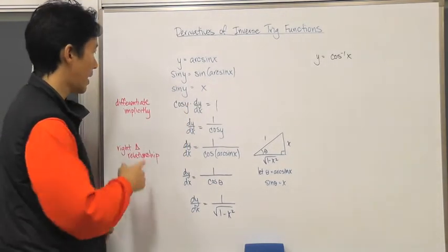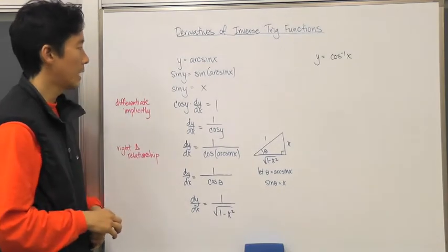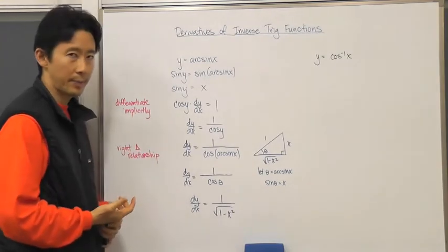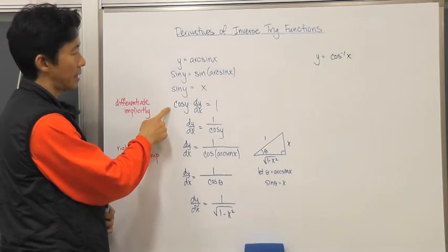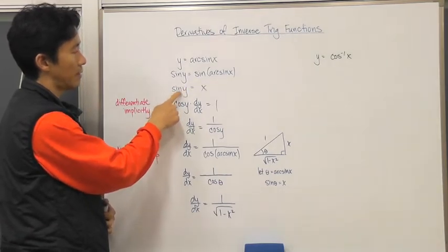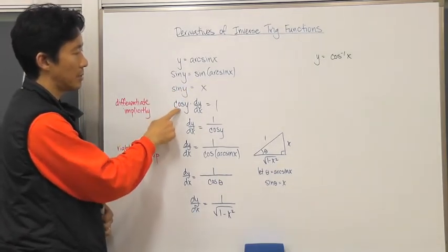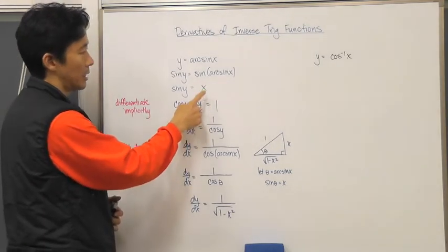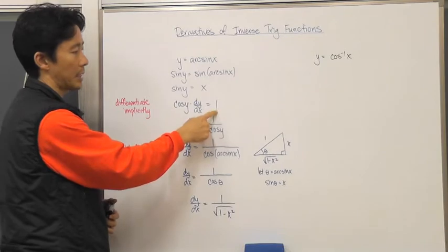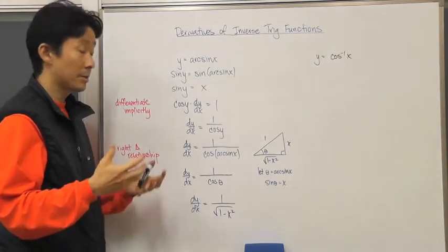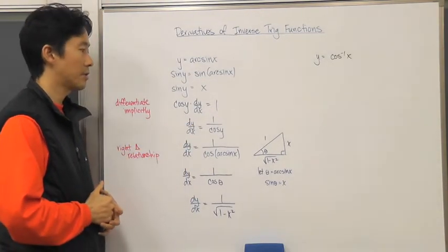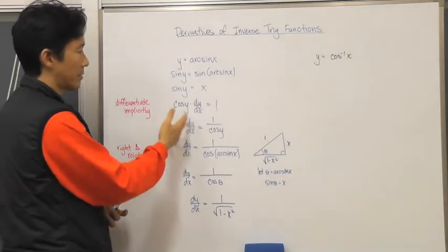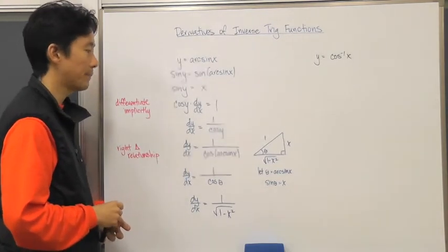So now we can differentiate implicitly, taking the derivative with respect to x. We find that the derivative of sine of y with respect to x is going to be cosine y times dy/dx, equaling the derivative of x with respect to x, which is just going to be 1. So what we want to do now is solve for dy/dx. We just divide both sides by the cosine of y.